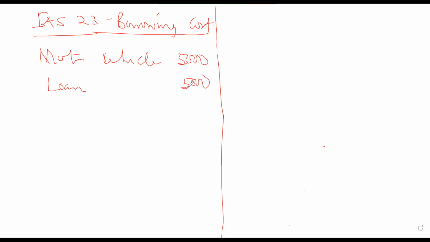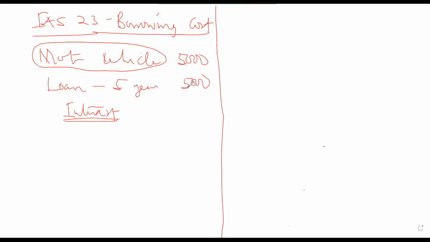What is going to happen to this loan is that at the end of every year, the company will be paying interest on the loan. The question is, why do we contract the loan? We contracted the loan because we want to purchase the motor vehicle. So if the loan is going to last for 5 years, it means that we are going to pay interest for 5 years. The question now is, how many years is it going to take us to get the motor vehicle ready?